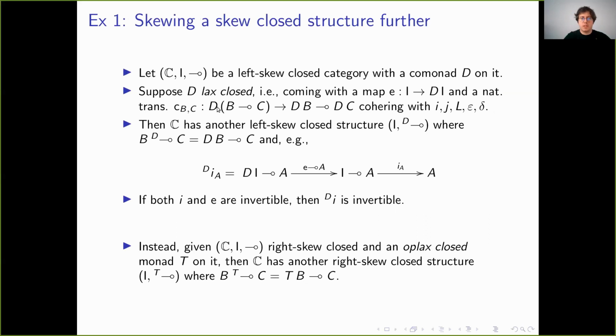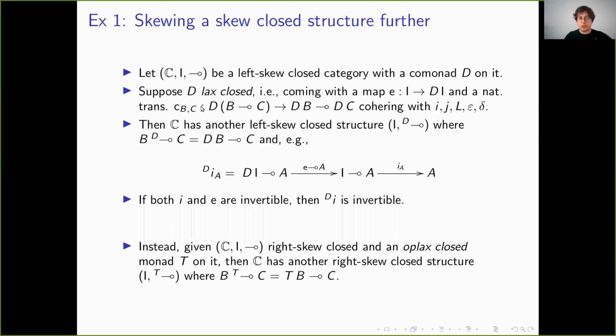Okay, so here we start with a left skew closed category, C, I, lolly, and a comonad D on it. So we want to come up with a new left skew closed structure on C using D. And we can do this if we ask for D to be lax closed as well, which means that it comes with a map E from I to DI, and a natural transformation from D of B lolly C into DB lolly DC. And it has to be coherent suitably with the data of the left skew closed category and the counit and comultiplication of the comonad.